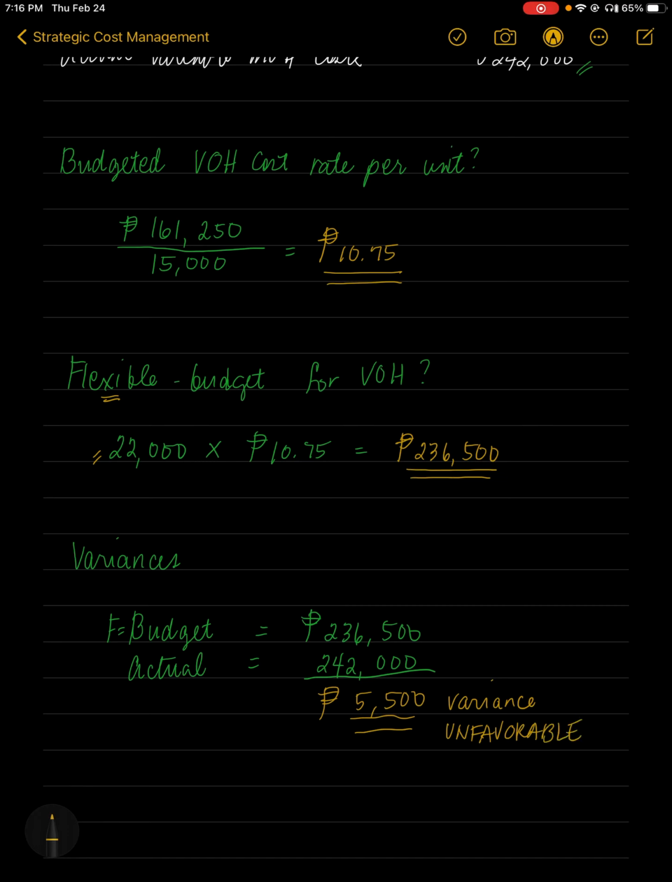Because the expectation is just 236,500, but the actual is higher. Therefore, in terms of cost, pag cost yung pinag-uusapan natin, anything na mas naging mataas compared to what is budgeted or what is the standard is considered to be unfavorable. So the variance here, based on the analysis, is 5,500 unfavorable. Flexible budget variance.